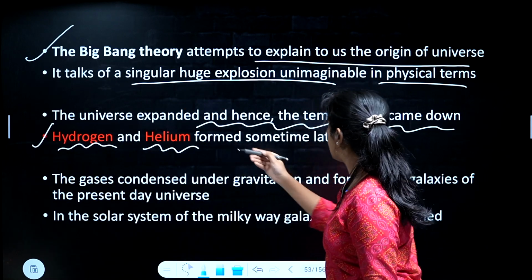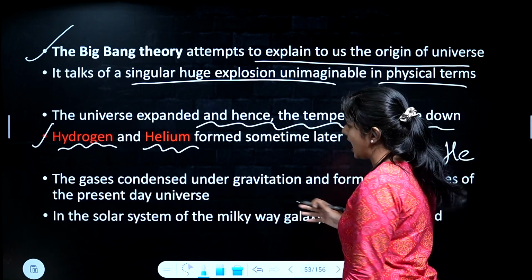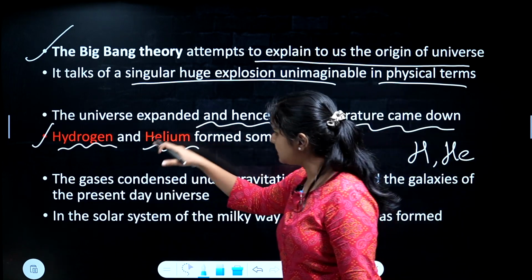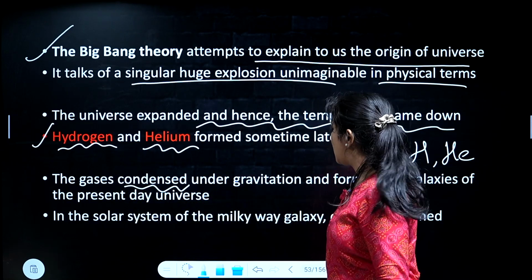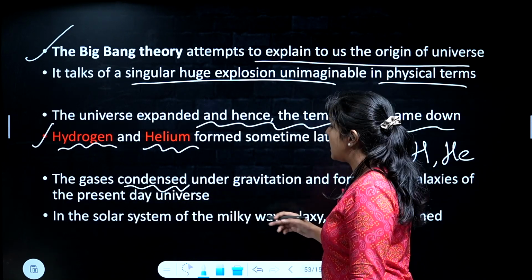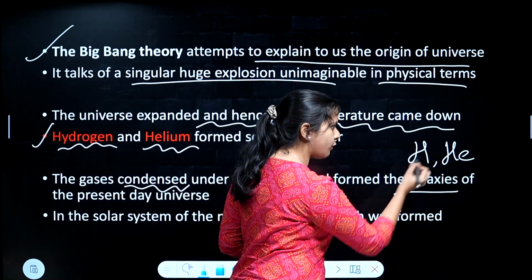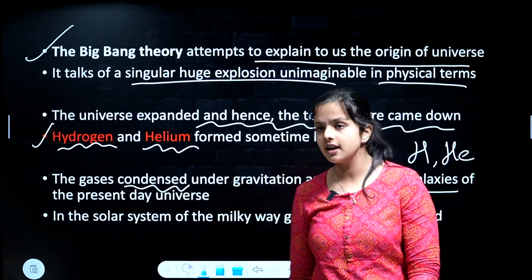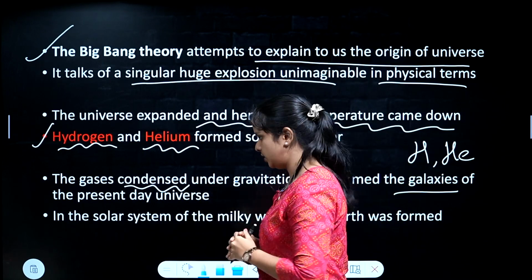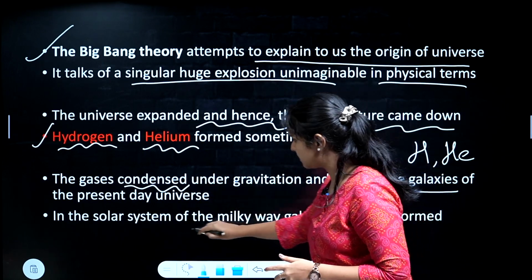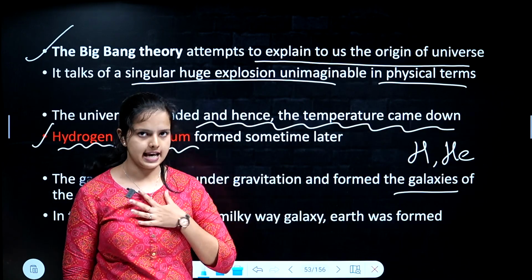Hydrogen and helium are the first gases to be formed in the universe. These gases started to condense under gravitational force, and that is how galaxies were formed. So gases started forming and condensing, and that's how galaxies were formed in the present universe. And then you had the solar system of the Milky Way galaxy, and that's where Earth, our planet, lies.